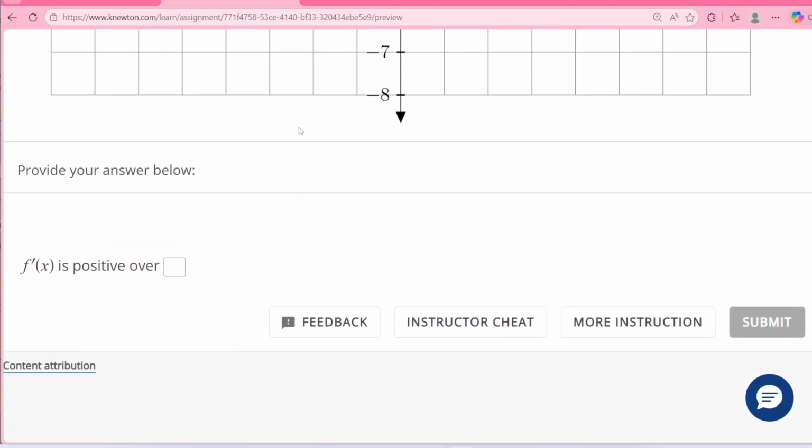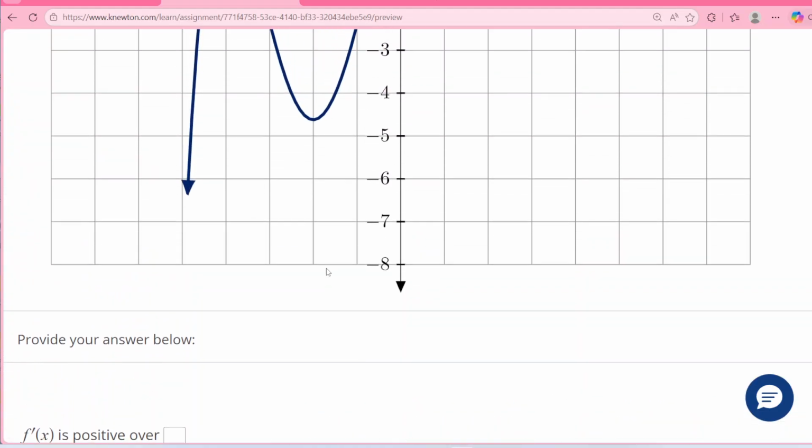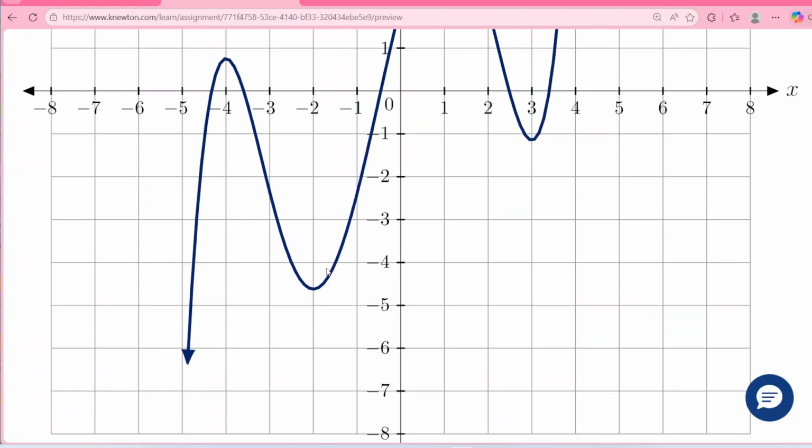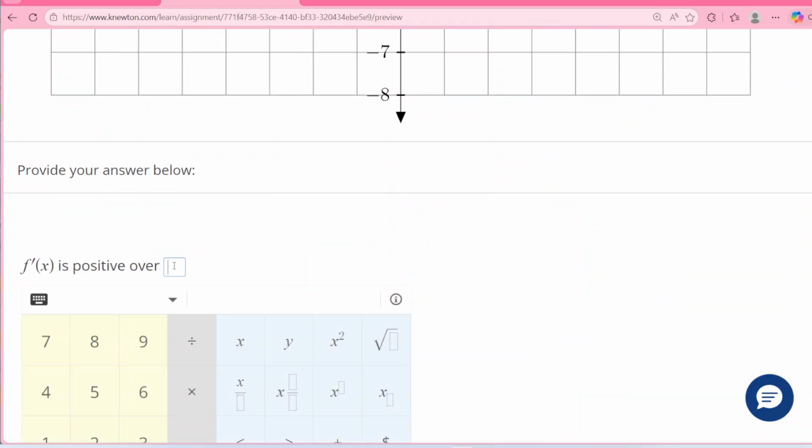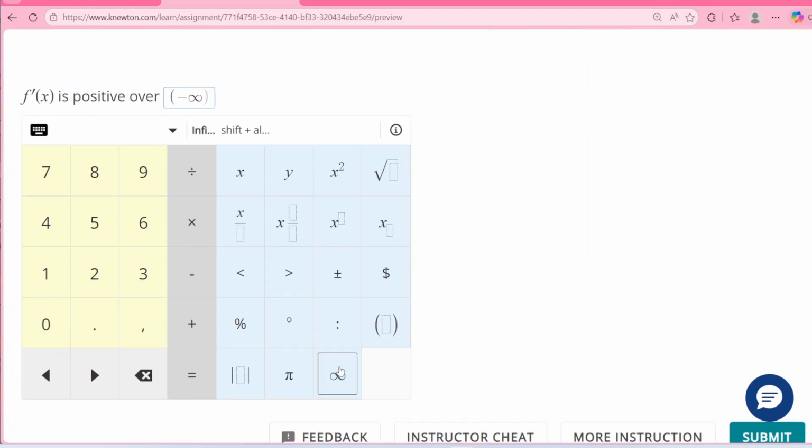Remember, f prime is going to be positive wherever the function's increasing, going up from left to right. So that'll be from negative infinity. If I go from left to right, the function's increasing up until x is -4. So from negative infinity, find the infinity symbol, up to -4.